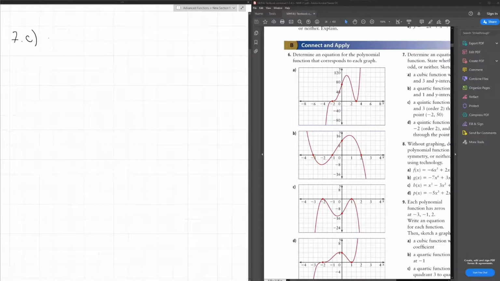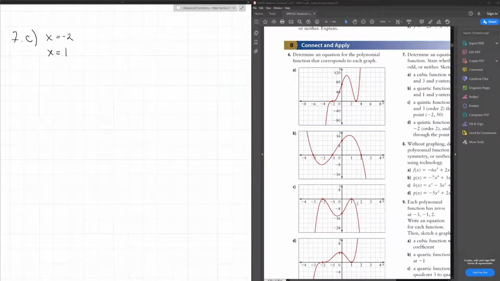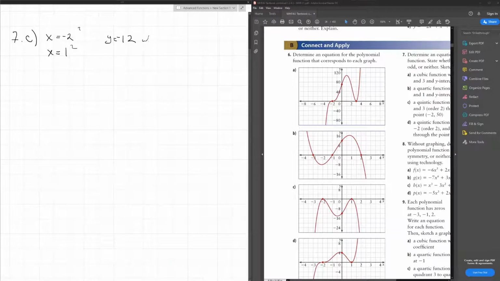Again, let's write out all our x-intercepts. So we have x equals negative 2, x equals 1. The important part here is that we see that these parts are bounces. Well, these ones went straight through. Since they're bounces, these two should be of order 2. Let's just put a little 2 to remember. And then we have when x equals 0, y is equal to negative 12. Let's see when x equals 0. So again, let's write this.